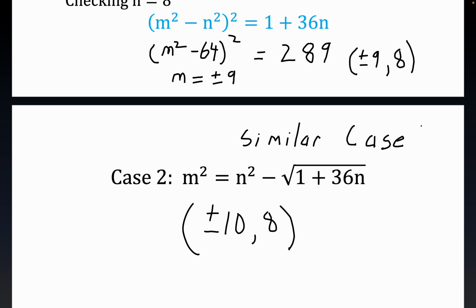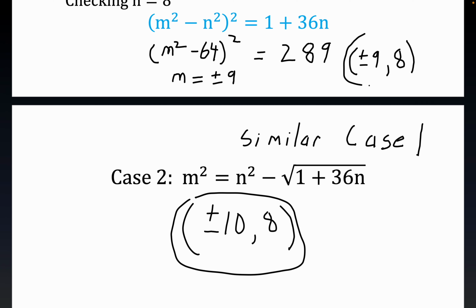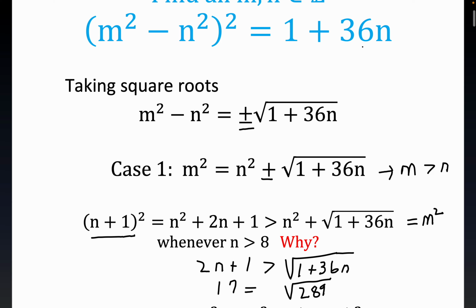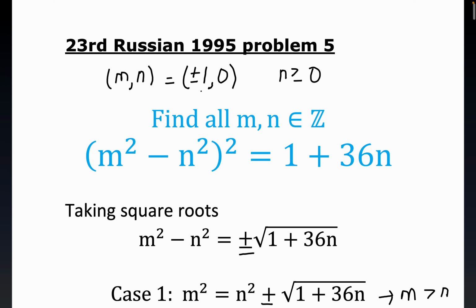So that does it. We have 2 solutions here: plus or minus 10, comma 8. We have 2 solutions here: plus or minus 9, comma 8. And then also we have 2 solutions at the very beginning. So we have a total of 6 solutions to this integer equation.